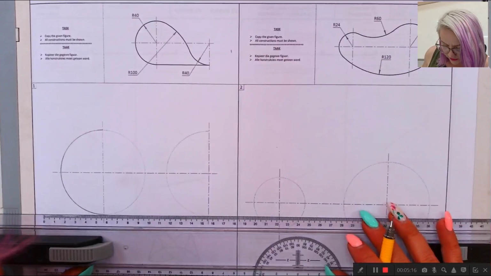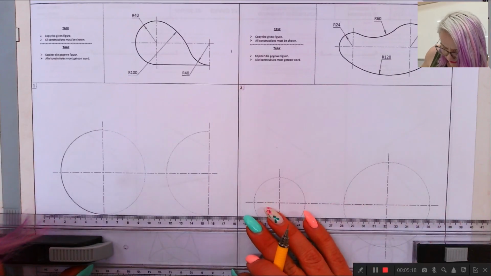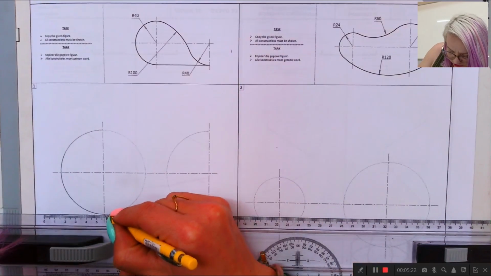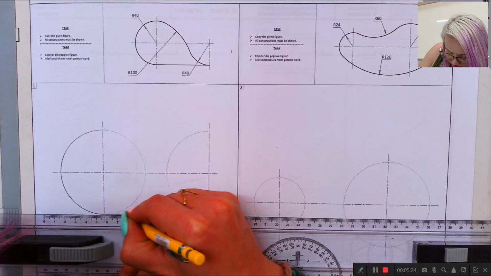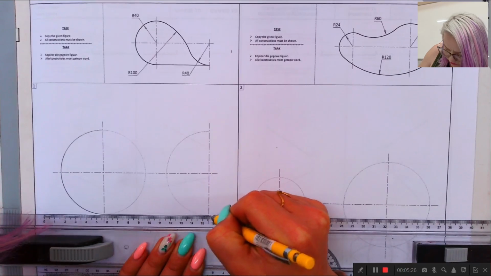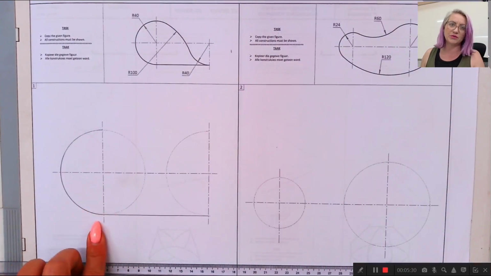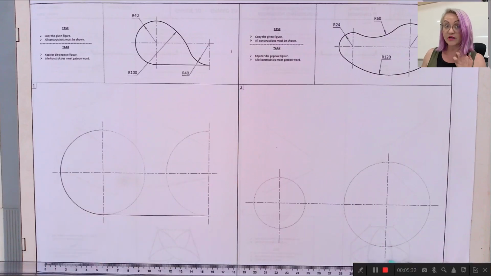And then I can draw in my straight line as a tangent, making sure that that connection is very smooth. You should not be able to see any type of overlap on the joint between the two lines. That is very important, and you can save a bunch of marks there as well.